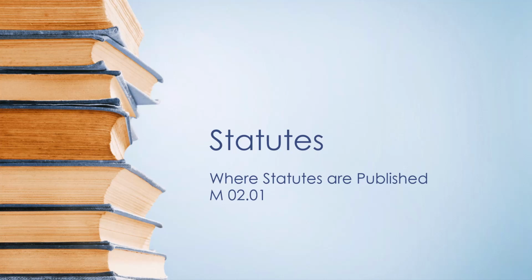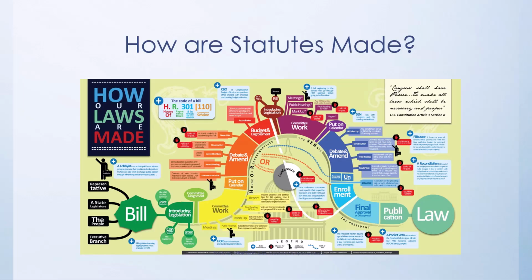Now let's get started with statutes. You already know that statutes come from the legislature, but how does the legislature do that? As you can see from this chart, the process of making federal legislation is not simple. Documents and records are created every step of the way, and it isn't an easy process to understand or follow.